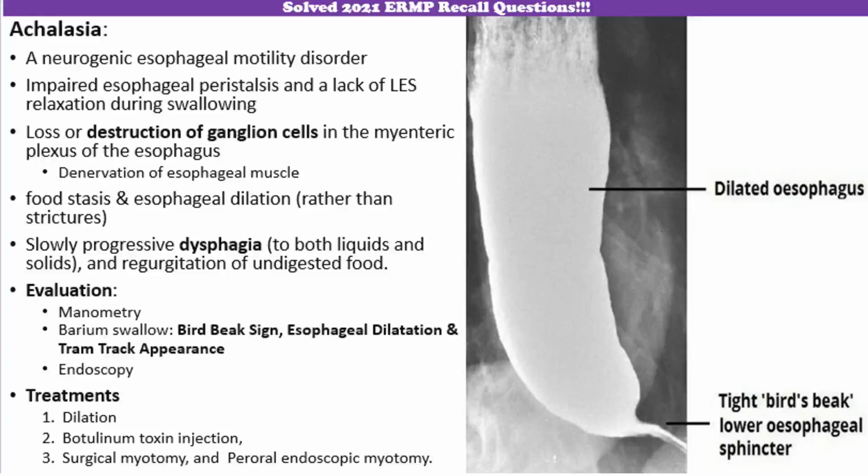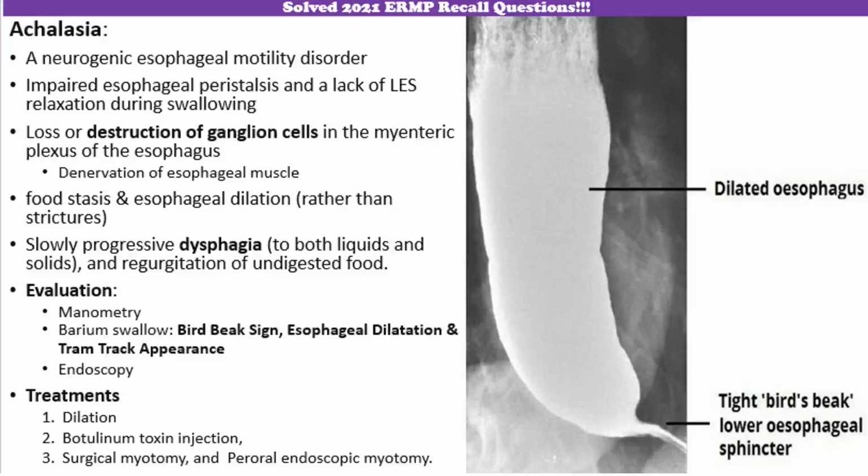Achalasia is a neurogenic esophageal motility disorder characterized by impaired esophageal peristalsis and a lack of lower esophageal sphincter relaxation during swallowing. Achalasia is thought to be caused by a loss of ganglion cells in the myenteric plexus of the esophagus, resulting in denervation of esophageal muscle. This impaired relaxation of the lower esophageal sphincter leads to food stasis. As a result, it can lead to esophageal dilation rather than strictures due to impaired peristalsis. Symptoms are slowly progressive dysphagia, usually to both liquids and solids, and regurgitation of undigested food.